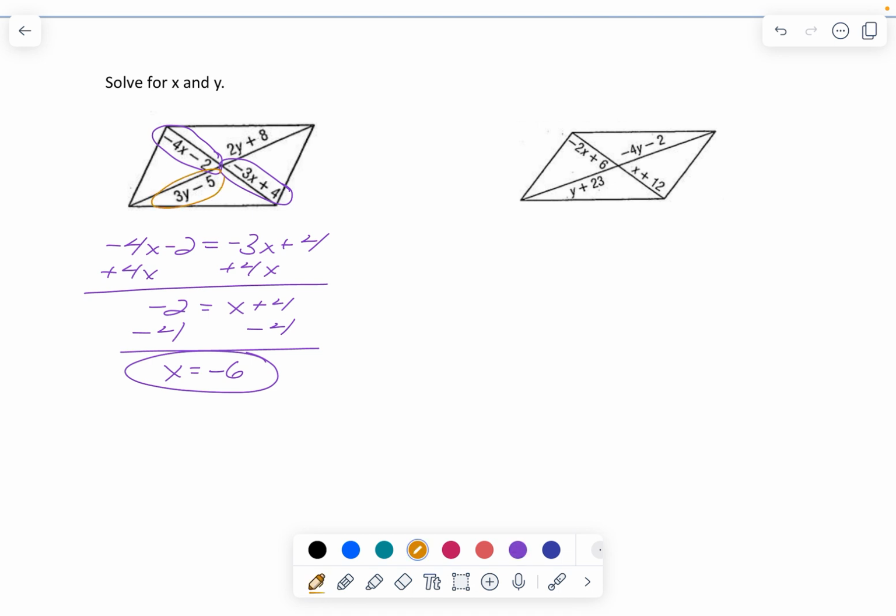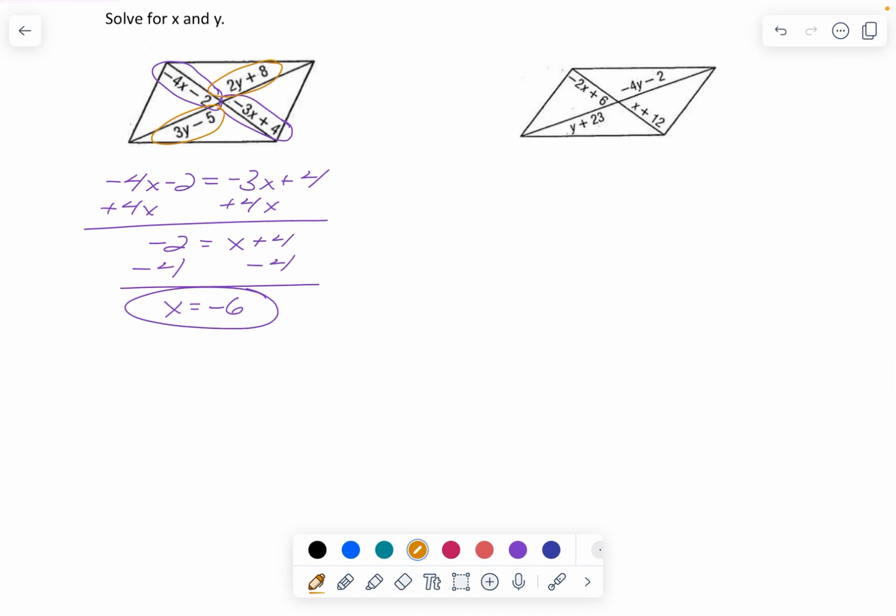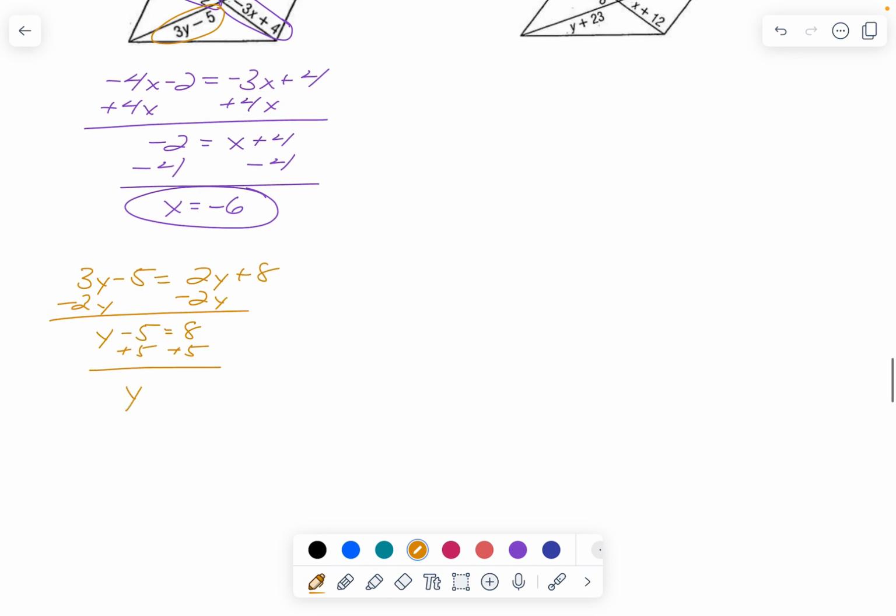Now these two yellow parts are also congruent because that's bisected as well, which means 3y minus 5 is equal to 2y plus 8. So solving these, we get y minus 5 equals 8. And finally, y equals 13.